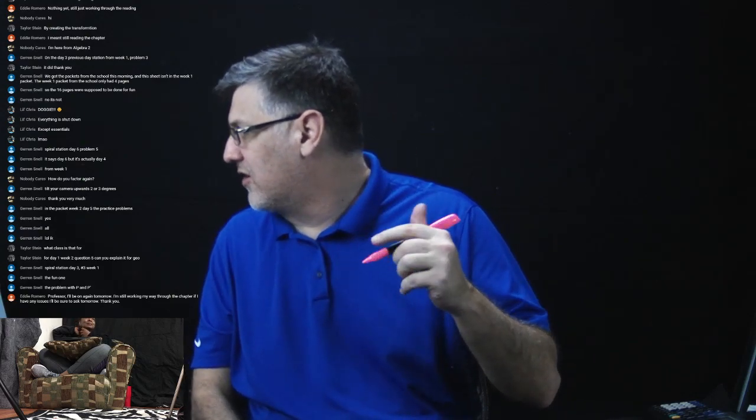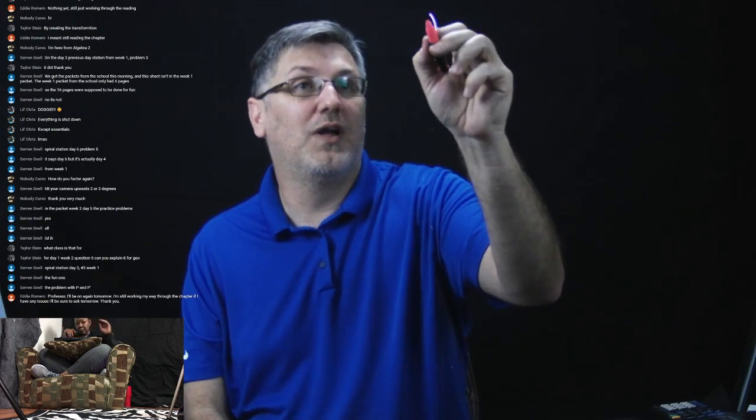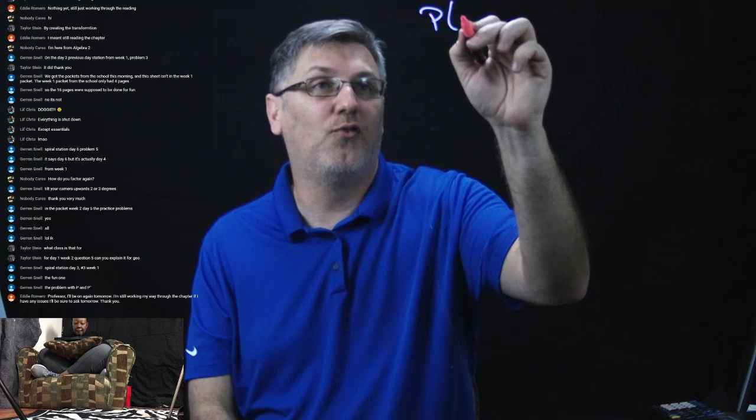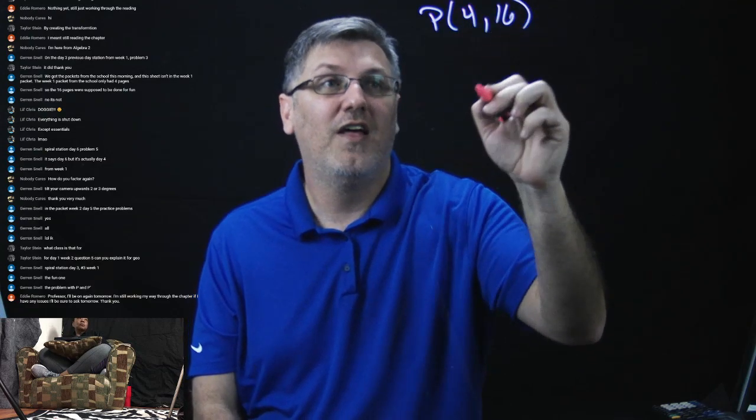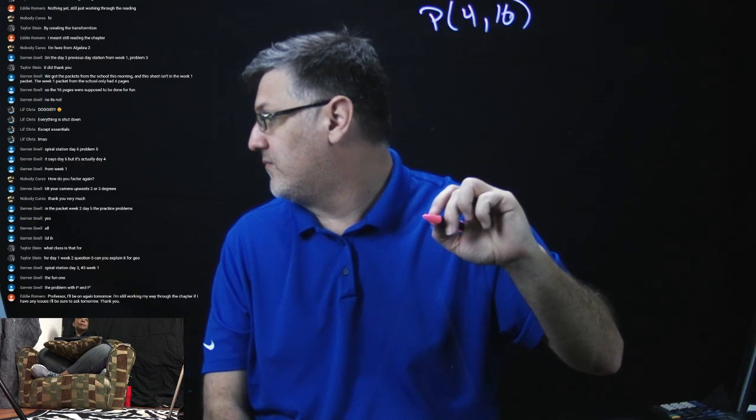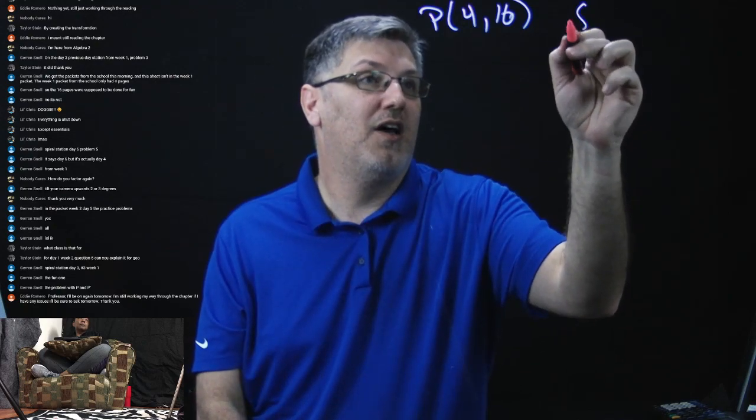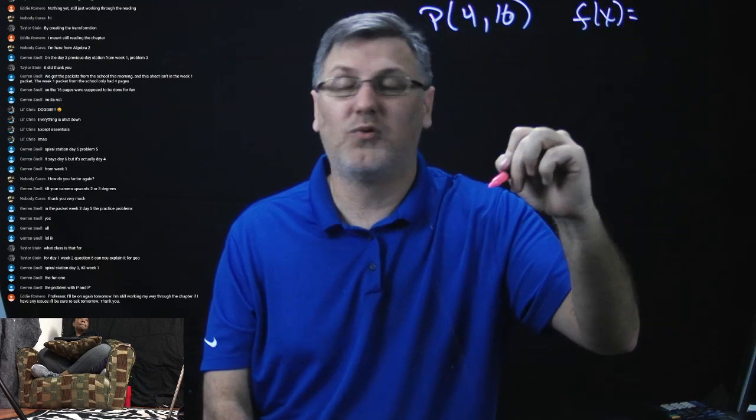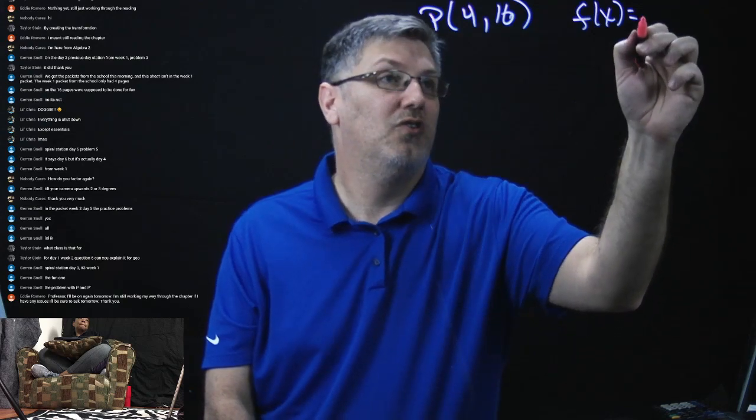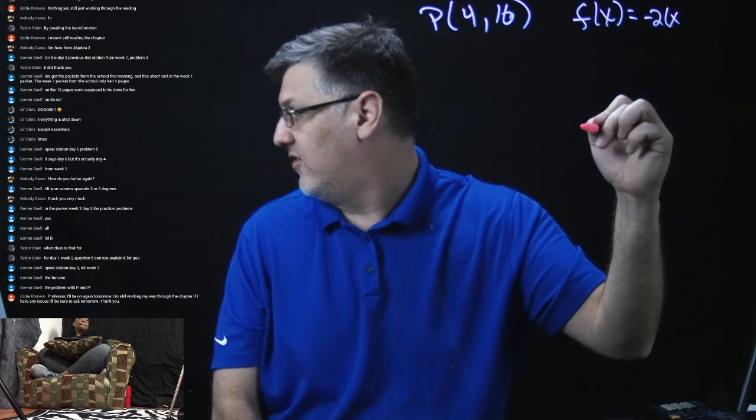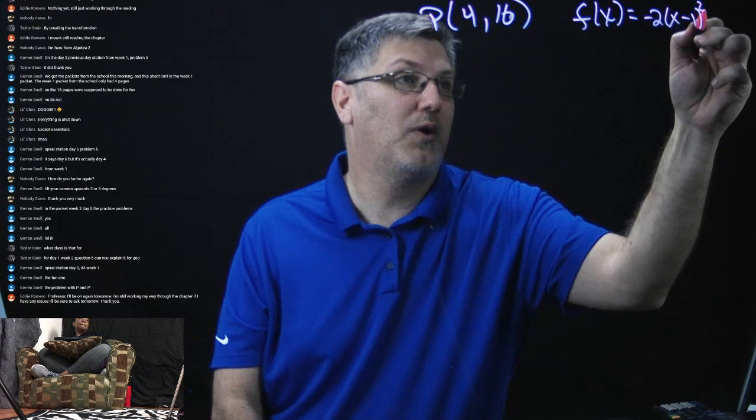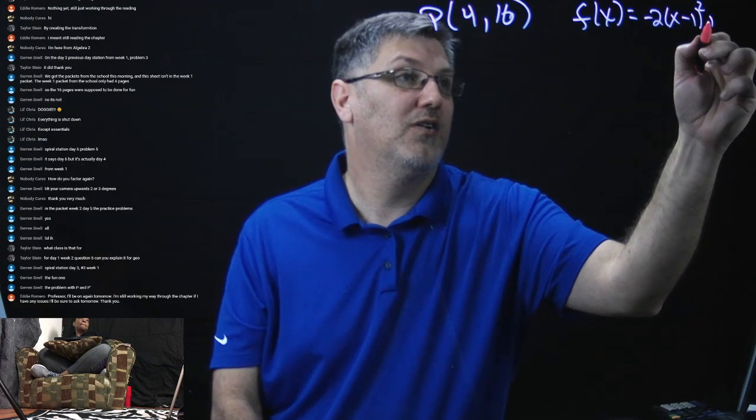All right, guys. So, Garen, I think this is the one you're talking about. I want you to use point P to find P prime. This is actually aligned with what we've been doing in geometry. So we have a point which is (4, 16), and I give you an equation: f of x equals negative 2(x minus 1) squared plus 3.